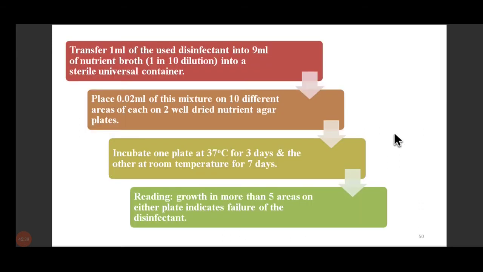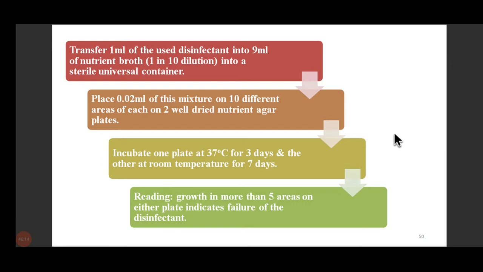So what we'll do in this case is transfer 1 ml of the used disinfectant into 9 ml of nutrient broth. So we are basically preparing a 1:10 dilution in a sterile universal container. Then we place 0.02 ml of this mixture on 10 different areas of each of two well-dried nutrient agar plates. So you have first prepared an inoculum with a 1 to 10 dilution of disinfectant in nutrient broth, and from this mixture you take 0.02 ml and place it on two different agar plates with 10 particularly marked areas.